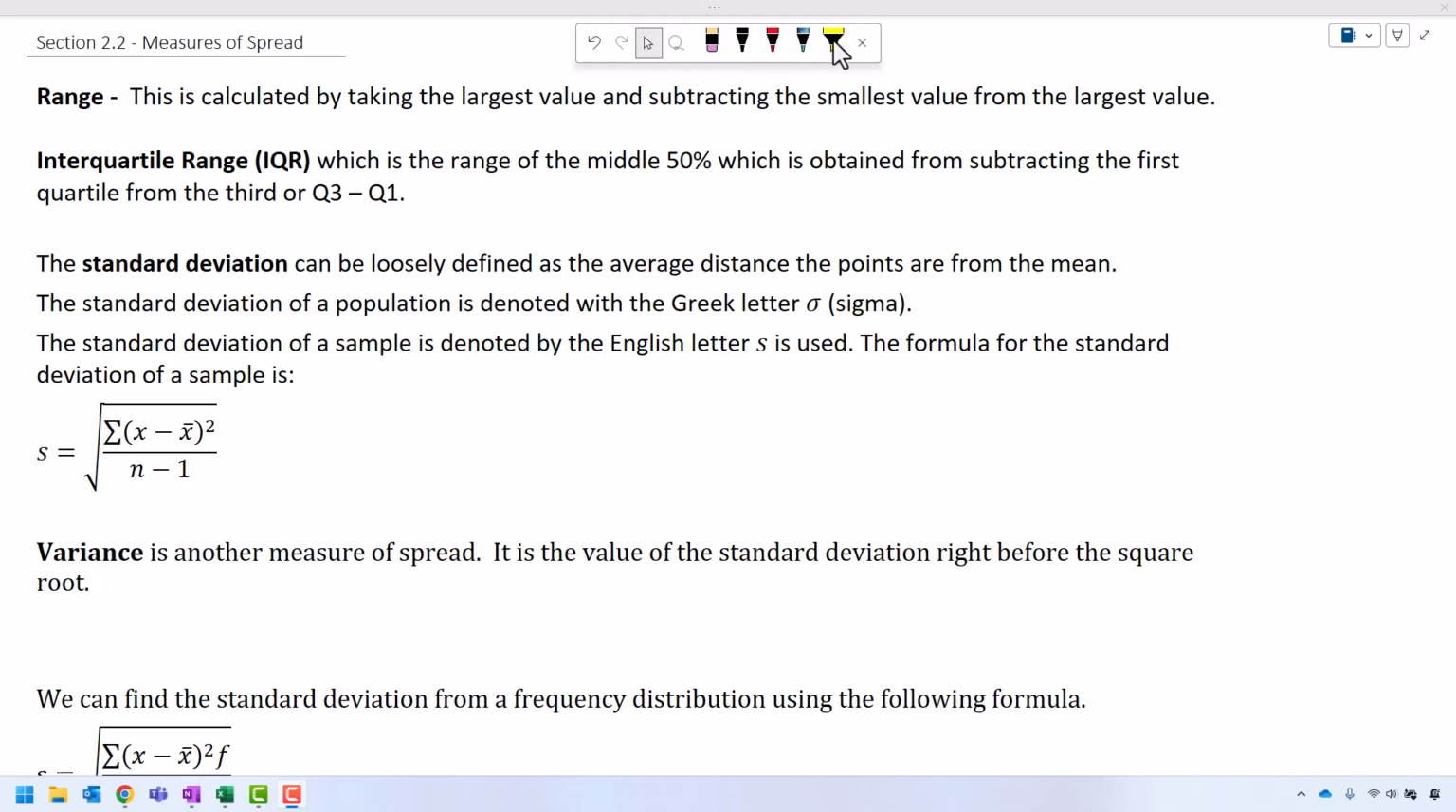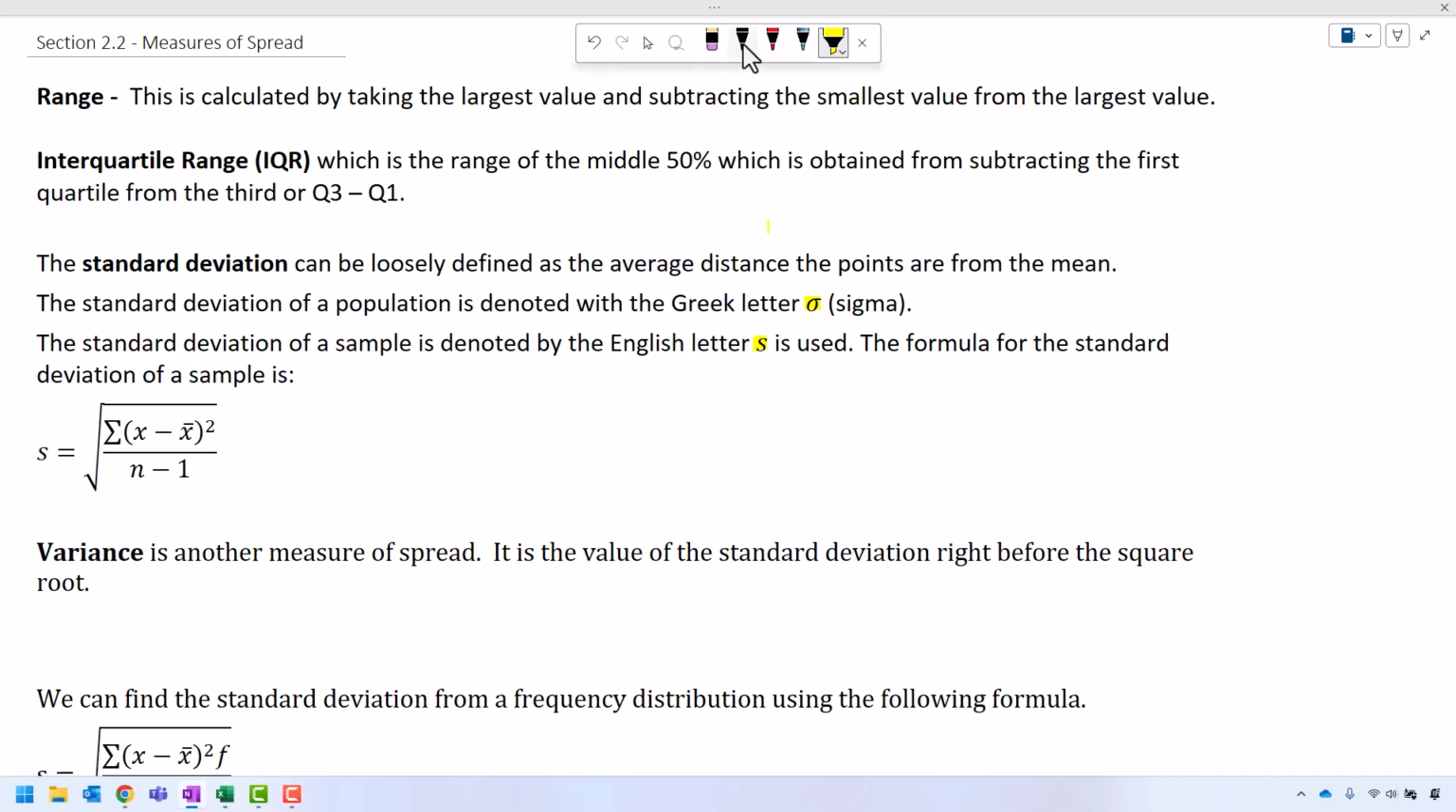Some things to note here when it comes to vocab. The population value here is sigma, so that's the standard deviation of the population. And then we use s for the standard deviation of a sample. And we get this crazy formula here. The standard deviation of the sample is equal to the square root of the sum of x minus x bar. I call these values here the deviations, and we square those. We divide by n minus 1. Again, n is our sample size. And then we take the square root of all that.